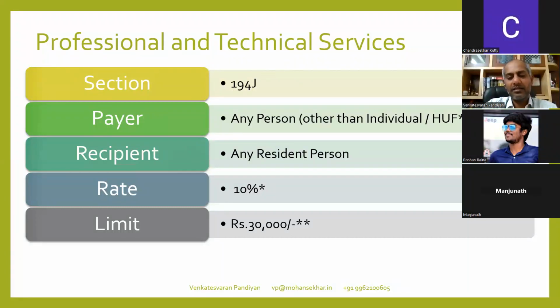Again, there are certain conditions. We'll talk about the limit also in subsequent slides. So quickly, 194J talks about professional and technical services. The payer can be any person and the recipient has to be a resident professional or a resident person, in fact, and the rate is 10%. The limit is 30,000 rupees. Any payment more than 30,000 rupees, TDS becomes applicable on this.